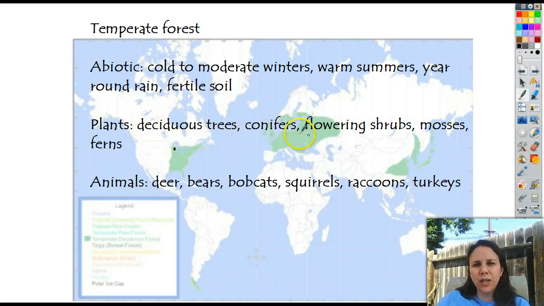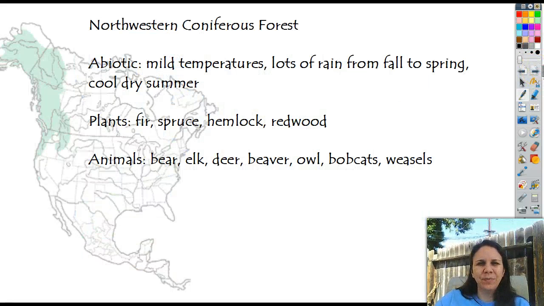So we have deciduous trees, conifers, flowering shrubs, mosses, ferns, all sorts of neat plants. The animals you see there, very cool animals. Deer, bobcats, bears, squirrels, raccoons, even wild turkeys. I got a story about wild turkeys. If anybody watches this and actually listens to this, remind me to tell you about the wild turkey story next day in class.